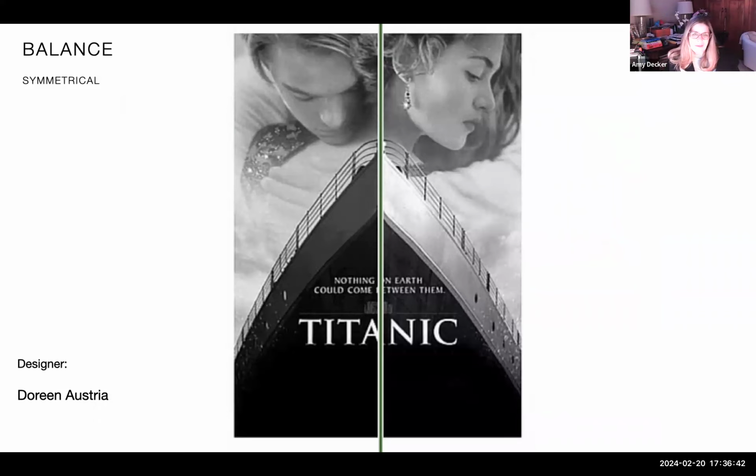Here we have an example of a symmetrical design. Here's the Titanic poster by designer Doreen Austria. And this is a quintessential example of a very symmetrical design. It is purely mirroring each other. Even the heads have the same space on the top. The boat is, of course, very symmetrical, and it's very powerful to have this very symmetrical design.